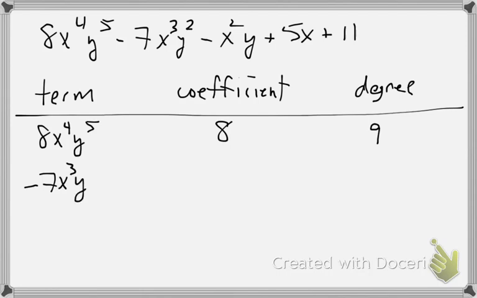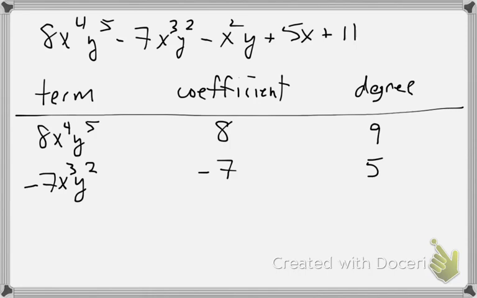Now you're going to go in order. All right. Negative 7x cubed y squared. What's the coefficient? Negative 7. What's the degree? 5. 3 from the x, 2 from the y. That makes 5. Make sense?